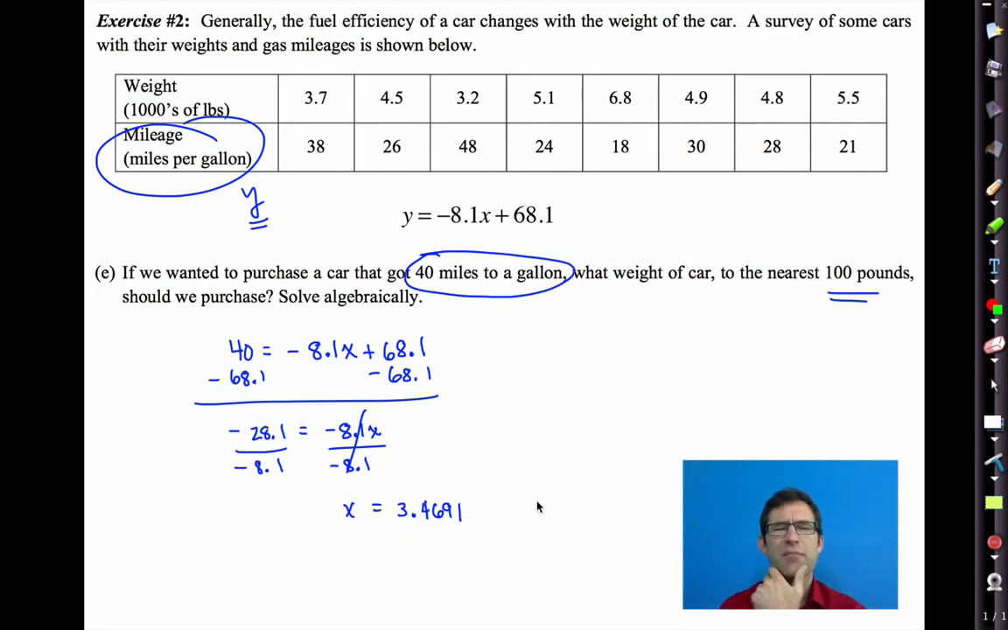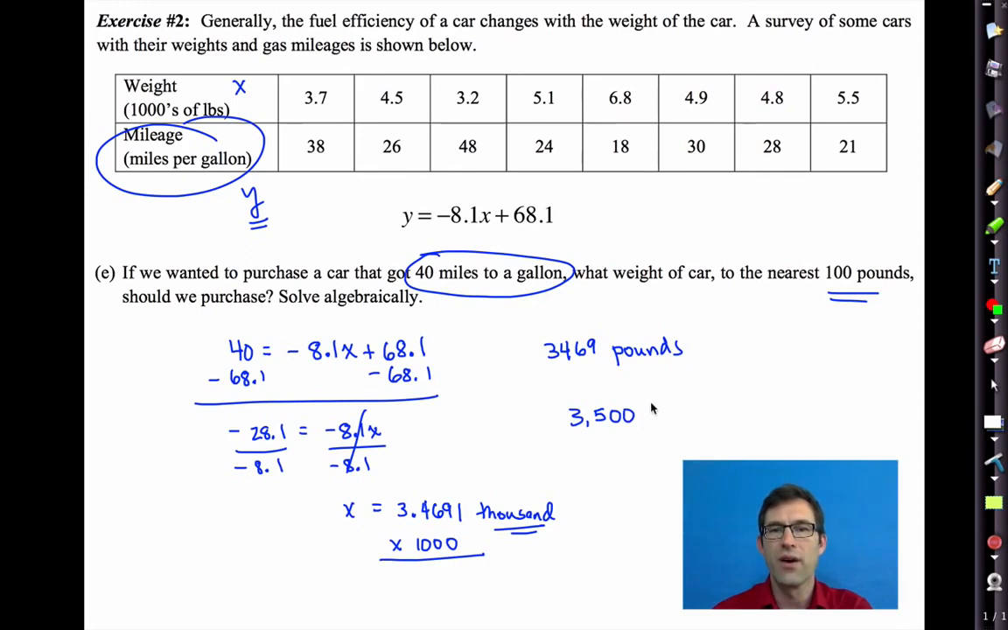Well, that's a little bit odd. I need to buy a car that weighs 3.5 pounds? Wait a second. Look back. No. That's x, right? That's 3.46 thousand pounds. So if I actually want to know the actual weight, I multiply that by 1,000 and I get 3,469 pounds. I need to round that to the nearest 100 pounds, so that's going to be 3,500, and now I'll use my nice little abbreviation for pounds, which makes no sense, LBS.